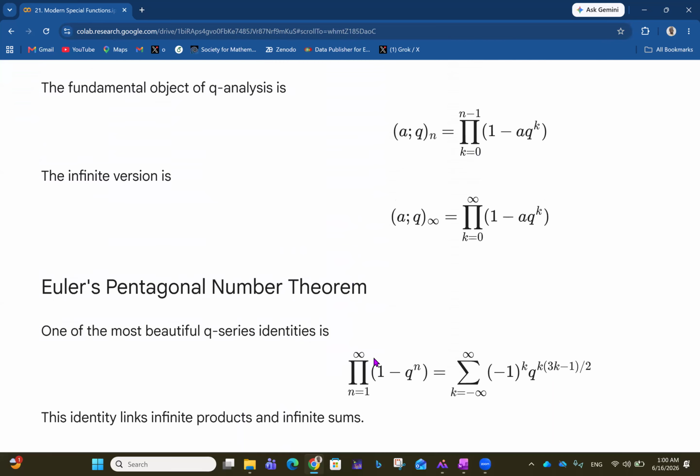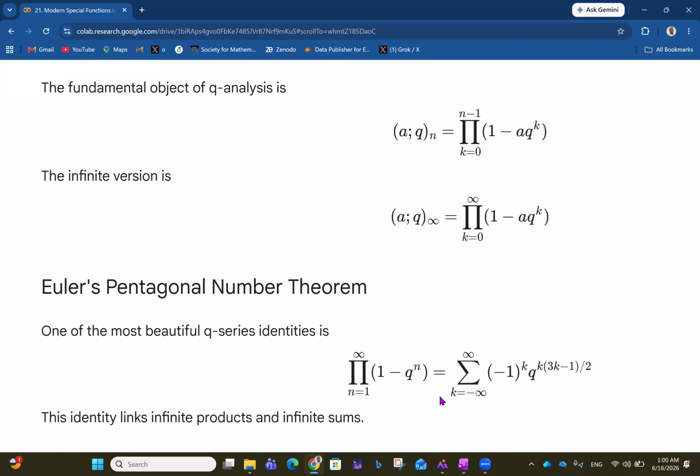n equals 1 to infinity of 1 minus q raised to the power n, which is equal to the summation from k equals minus infinity to infinity of (-1) raised to the power k, q raised to the power k(3k minus 1)/2. This identity links infinite products and infinite sums. Okay, so Euler's pentagonal number theorem links infinite products to infinite sums.